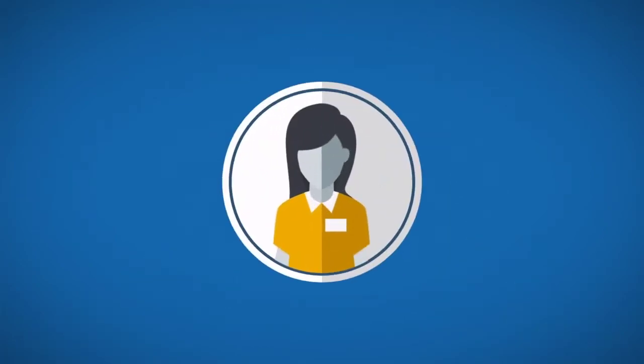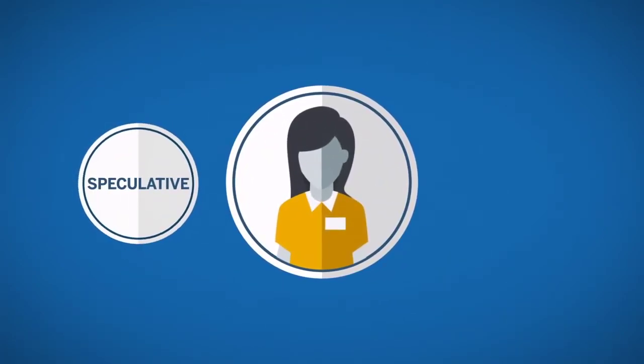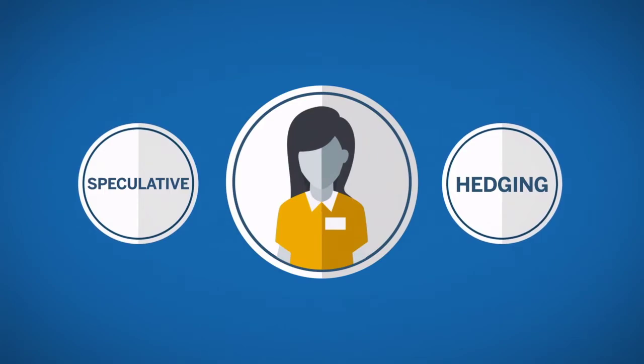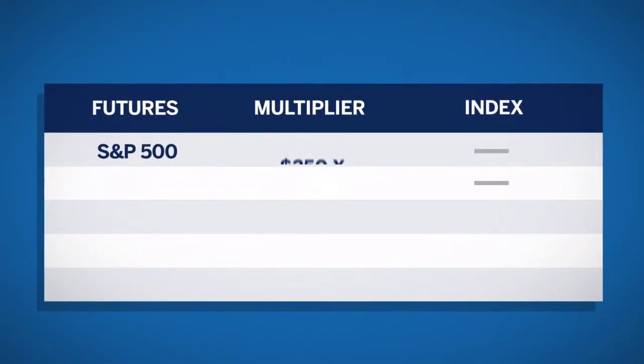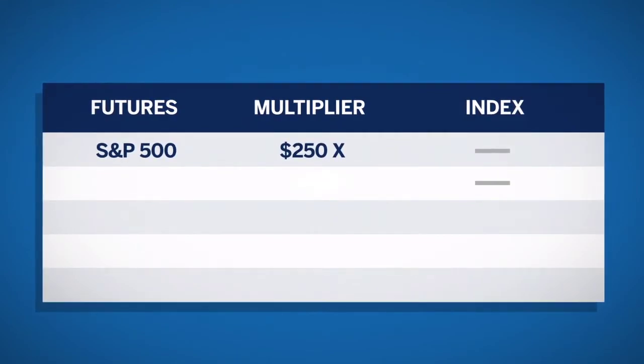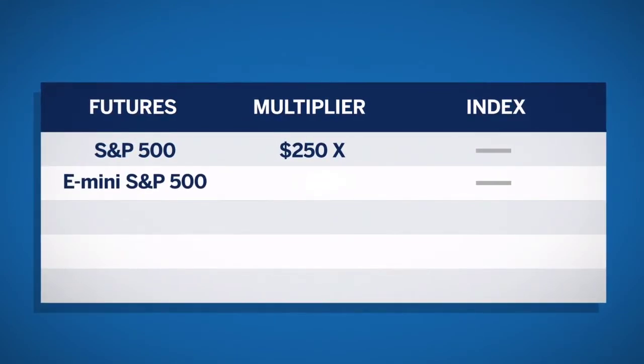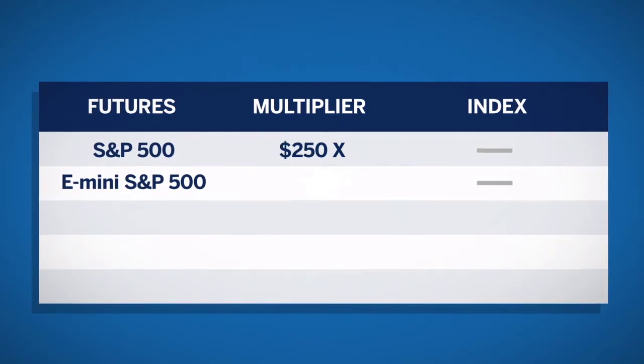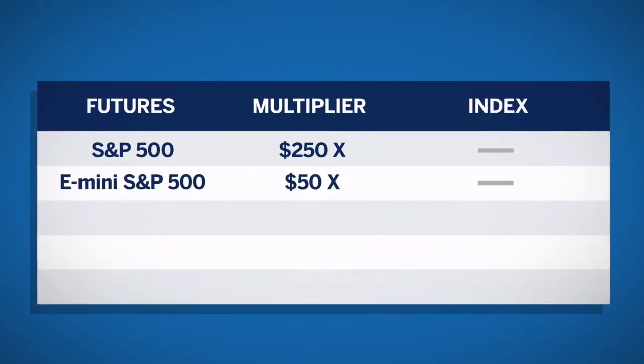For example, participants who wish to take a speculative or hedging position in the S&P 500 futures contract but cannot risk the exposure of that size contract, 250 times S&P 500, can instead use the E-mini S&P 500 futures contract to gain the exposure, 50 times the S&P 500 index.